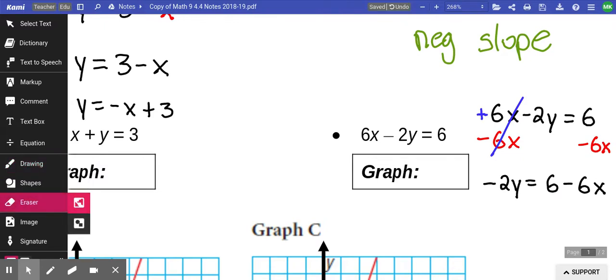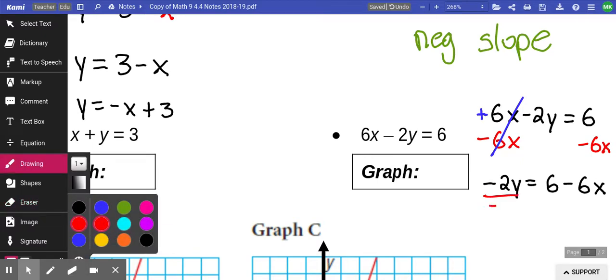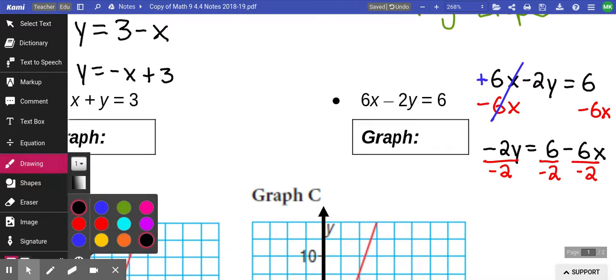Yes, sir. You divide. So this is a negative 2 times y. The opposite of timesing is dividing. So I'm going to divide everything by negative 2. I represent division like that, like a little bar. What I do to one number with division, I do to all numbers. So that I now have y all by itself on the left equals 6 divided by negative 2 is negative 3. Negative 6x divided by negative 2, a negative and a negative becomes a positive 3x.